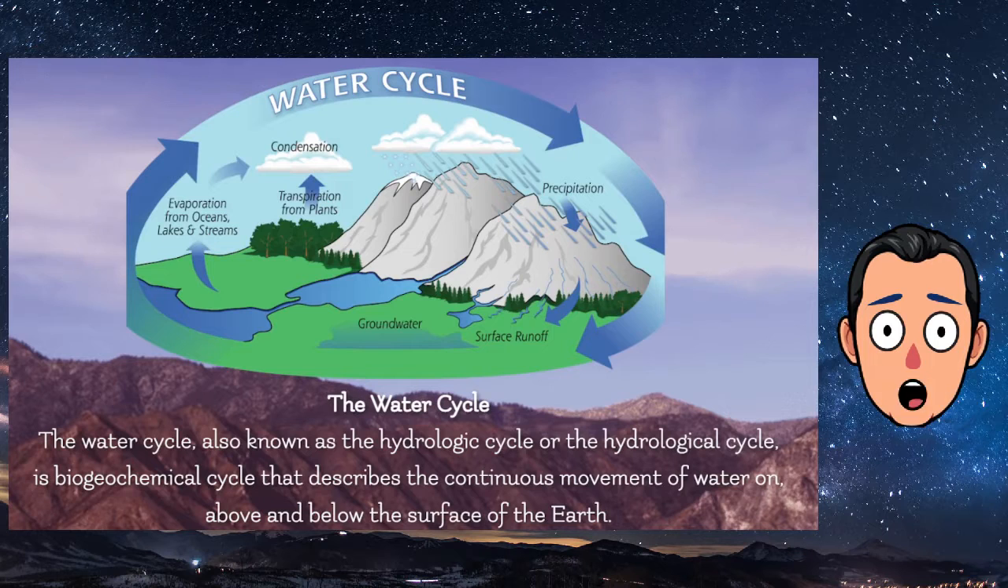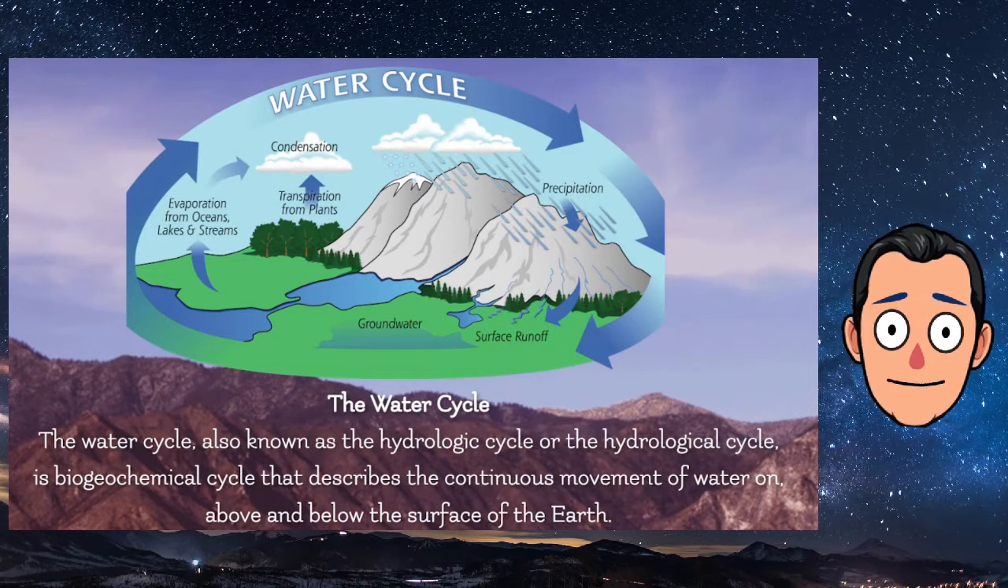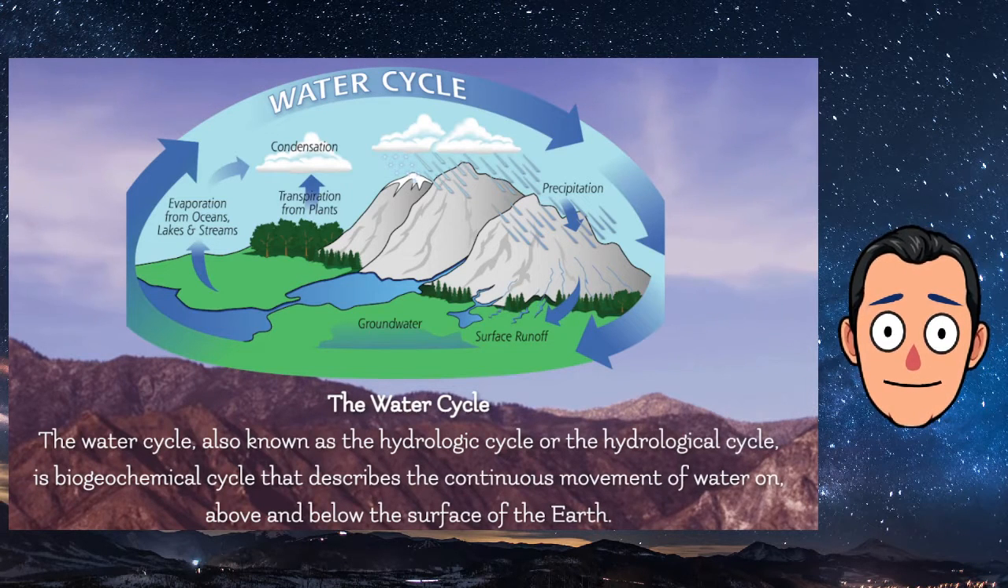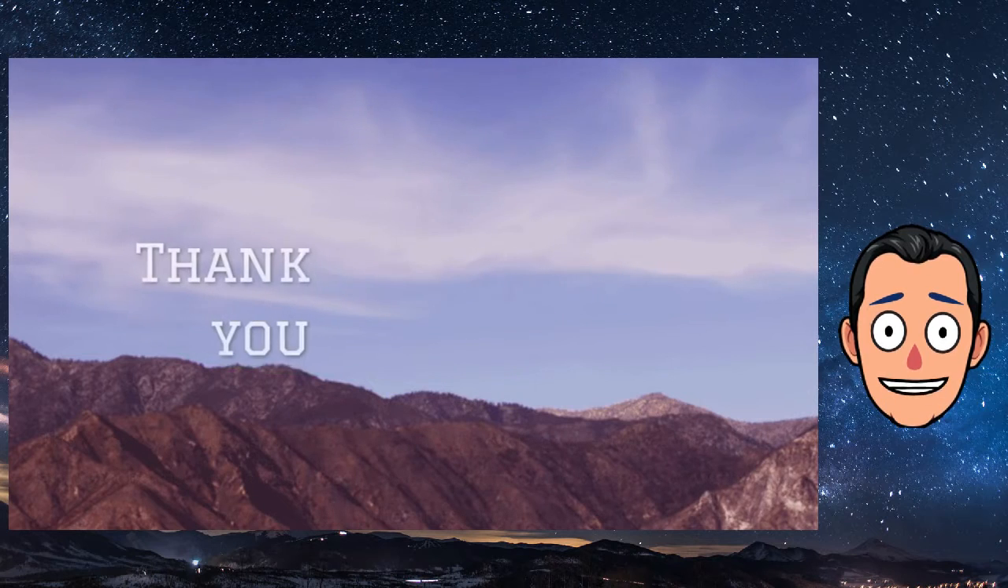An example of the flow of matter and energy in the systems is the water cycle. The water cycle, also known as the hydrologic cycle or the hydrological cycle, is a biogeochemical cycle that describes the continuous movement of water on, above, and below the surface of the Earth.